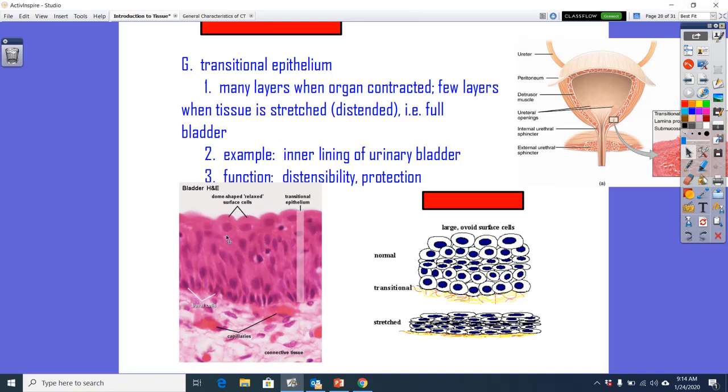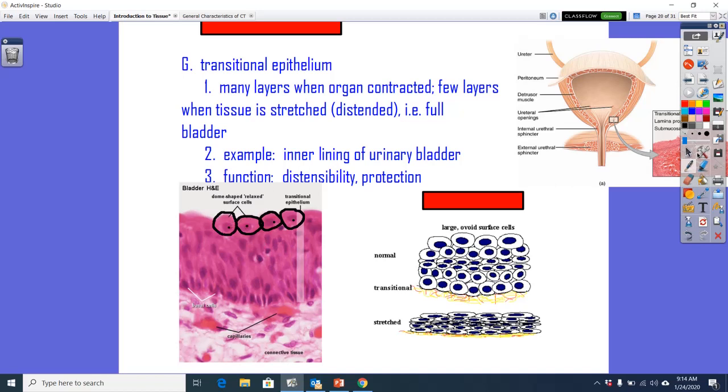And the cells at the apical portion are very large and they're very rounded. I think your textbook calls them ovoid or oval shape. So they are much, much bigger and they have a nucleus. Whereas in stratified squamous, you won't have a nucleus in every single cell at that apical portion.